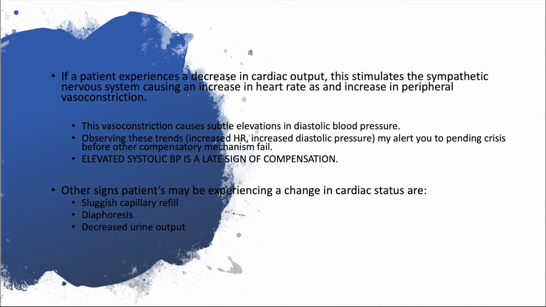If a patient experiences a decrease in cardiac output, this stimulates the sympathetic nervous system, causing an increase in heart rate and an increase in peripheral vasoconstriction. This vasoconstriction causes subtle elevations in diastolic blood pressure. Observing these trends, both an increased heart rate and an increased diastolic pressure, may alert you to pending crisis before other compensatory mechanisms fail. Elevated systolic blood pressure is a late sign of compensation.